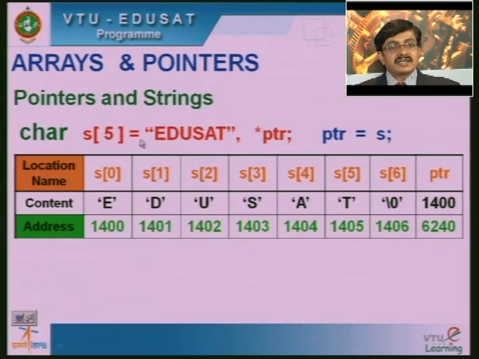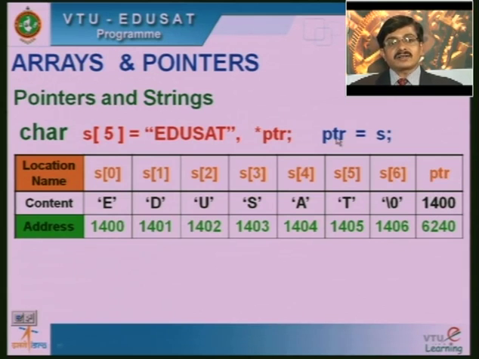So here it has to be 6, it should not be 5 here. It is supposed to be a 6 here. Now, PTR is given the address of S. So PTR is holding the address of S. What is the address of S here? Starting address 1400. So PTR will get the value 1400.